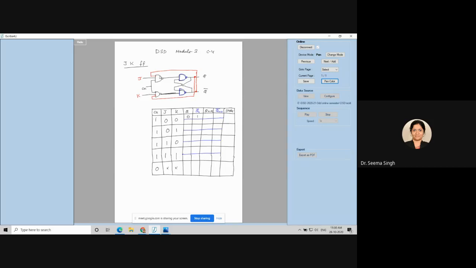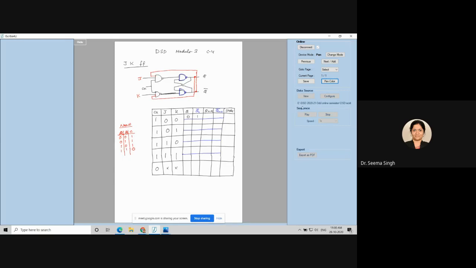Okay, so if you remember your NAND truth table, for reference I will write it also here. I am giving you this only so that you can remember the truth table to understand the working of the JK flip-flop. So what does the NAND truth table say? It says that if all the inputs are 1, then only output will be 0.